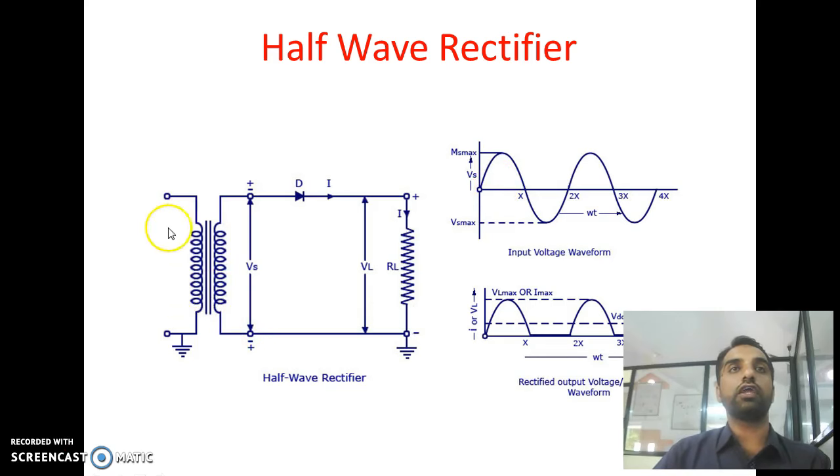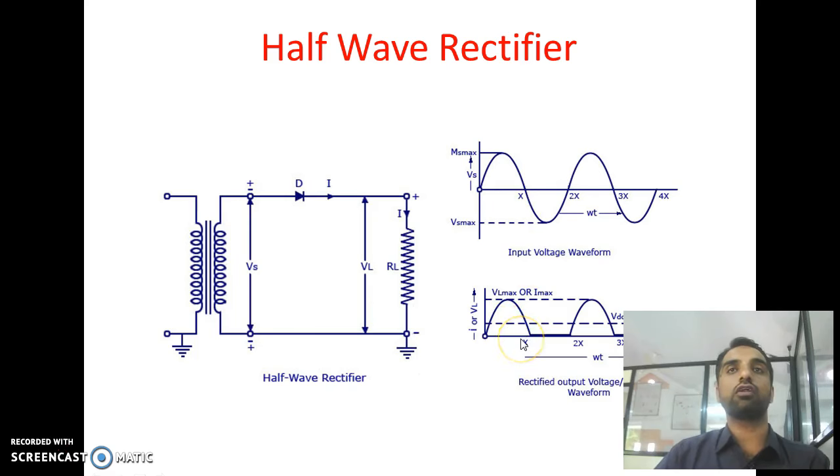Now during the negative half cycle of the AC signal, this terminal is negative and the other terminal is positive, so the diode is in the reverse bias condition. It acts as an open switch, so current cannot pass through the load resistance RL. So the voltage across the load resistance RL is 0, and its nature is a straight line. So in the negative half cycle the voltage does not appear, but the positive half cycle is converted into DC.